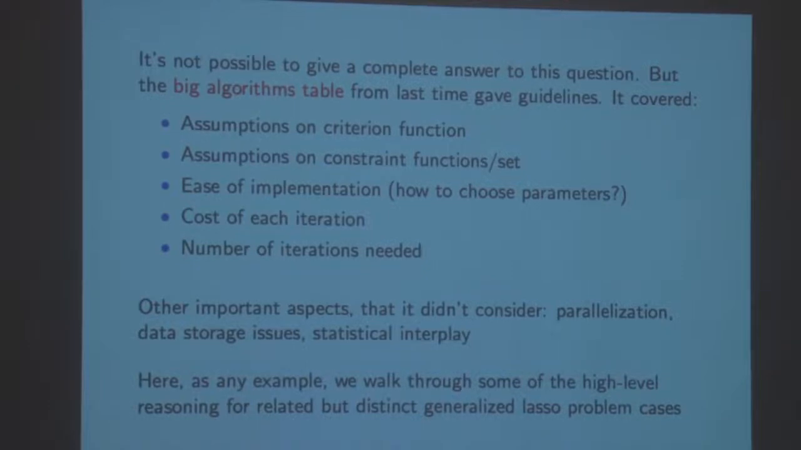There are a bunch of other important aspects that table didn't cover, like how easy is it to distribute or parallelize the algorithm, which is increasingly important nowadays. What kind of memory does the algorithm require? What kind of memory requirements or data storage issues do you have when running an algorithm on a typical problem instance? And statistical interplay. This last one we didn't cover at all, but in an advanced optimization course, maybe after this one, say if you were to take 825, depending on who's teaching it, you might learn that a lot of these algorithms interact with the problem in a statistical way that's interesting.